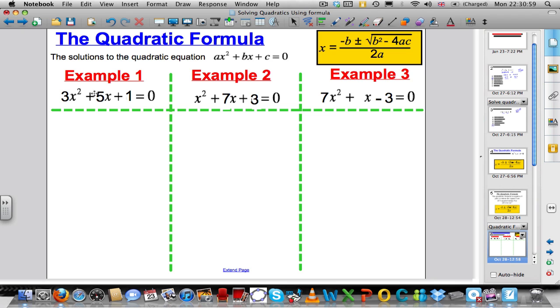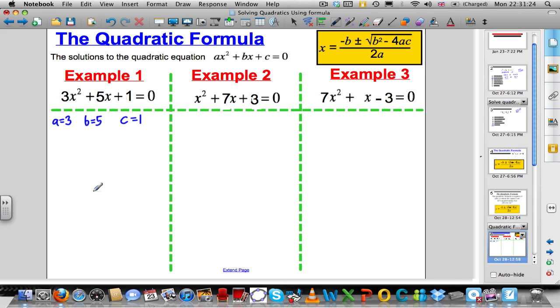Okay, example 1. We've got a quadratic equal to 0. It's of the right form, ax squared plus bx plus c equals 0. A is 3, b is 5, and c is 1. The very first thing we do is write our a, b, and c. A is 3, b is 5, and c is 1.